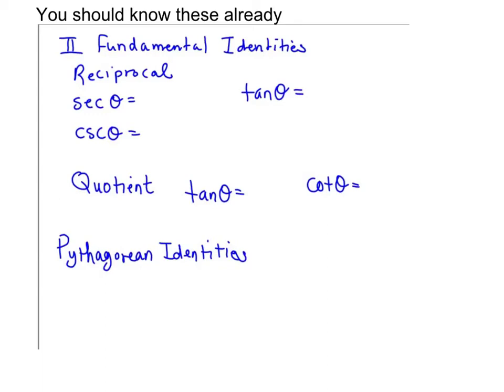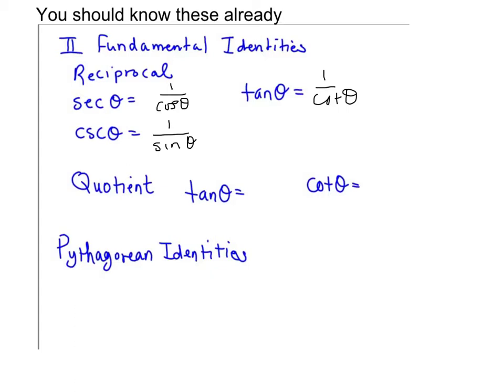This is a review. You should know these already. The fundamental identities, the reciprocal identities. So for instance, the secant is going to be 1 over cosine theta. The cosecant is 1 over sine theta. The tangent is 1 over cotangent. And you can write those the opposite.